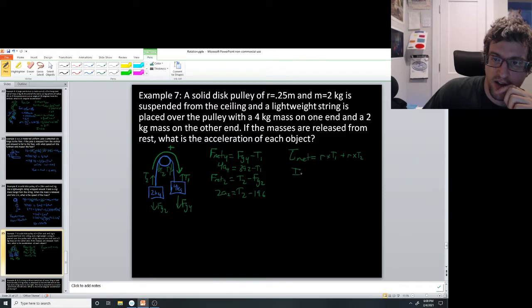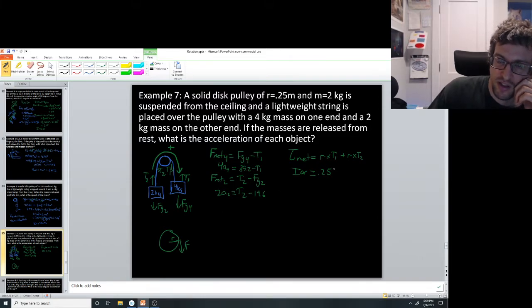So first off, this is I alpha, and that's equal to R cross T1. The radius, the force the rope is acting on the edge of the pulley. So this is a radius. We know it's 0.25. We also know it's tangential, so this is sine of 90. Let me draw it here. This is the R vector, there's the force at 90 degrees, so that's going to be T1, sine of 90.